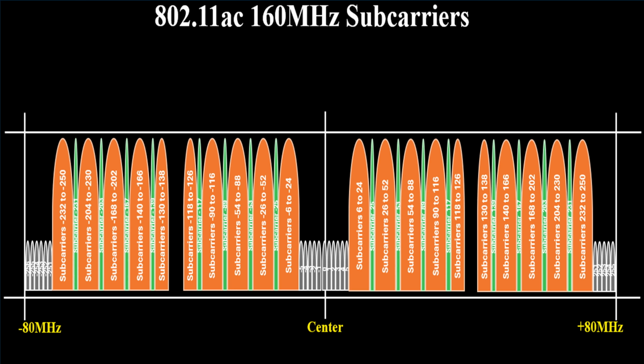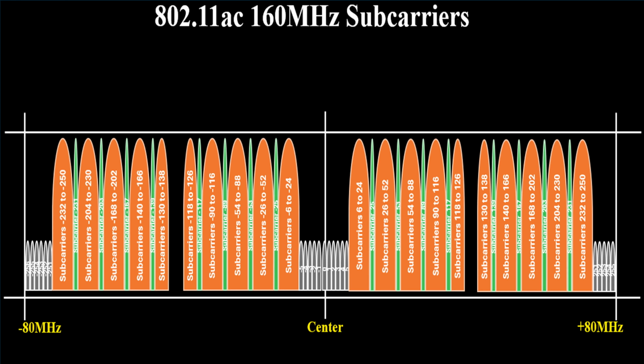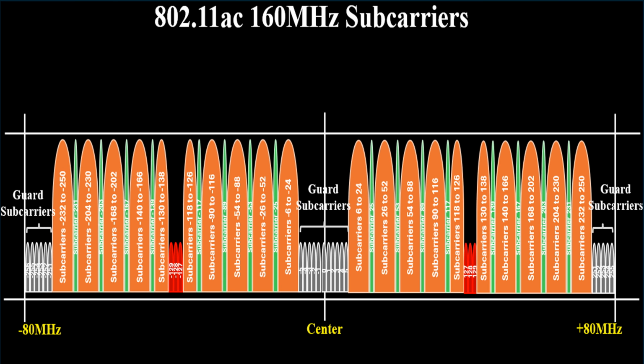Null or DC subcarrier. Null or direct current subcarriers are used for identification and are located at the center of each 80 MHz channel. The center subcarriers provide a distinctive notch which can be easily detected by a receiver to begin synchronization. There are 6 DC subcarriers in an 802.11ac 160 MHz channel at the indices -129, -128, -127, 127, 128 and 129. These subcarriers are inactive.